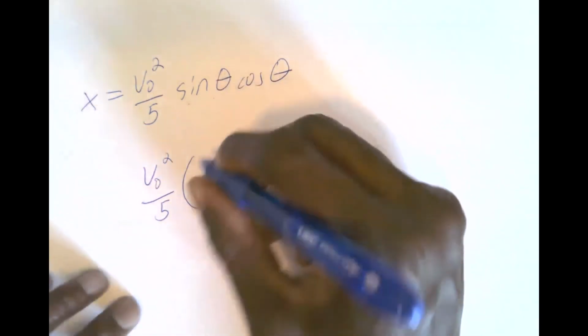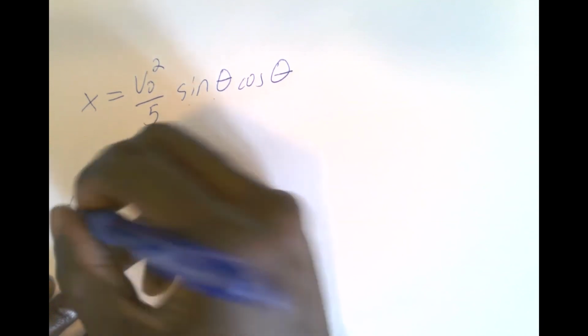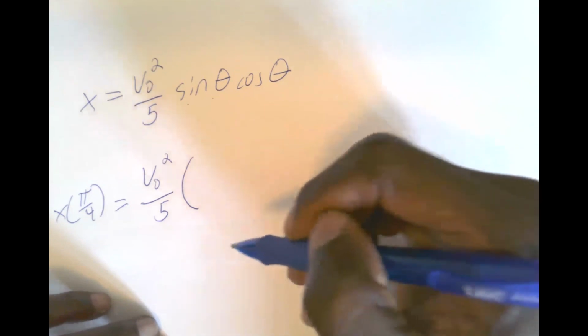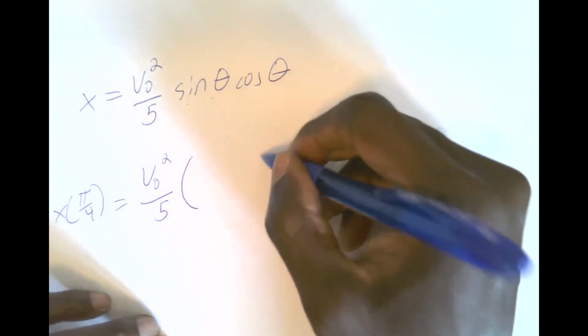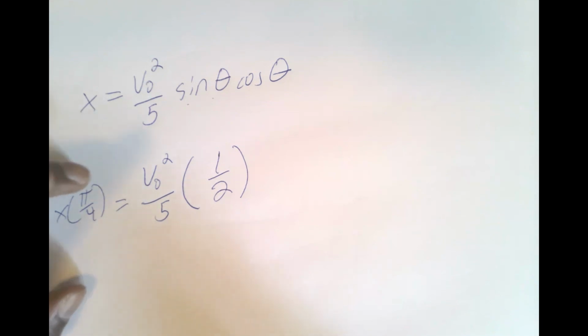Again, this is x of pi over 4. The sine of pi over 4 is 1 over the square root of 2. The cosine of pi over 4 is 1 over the square root of 2. So we get 1/2. And indeed, that's a number that's greater than 0. And so indeed, pi over 4 will maximize the horizontal distance.